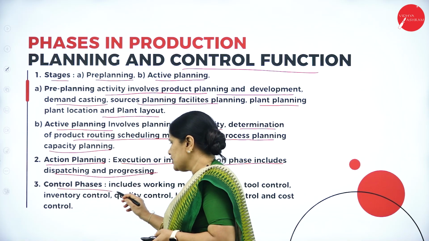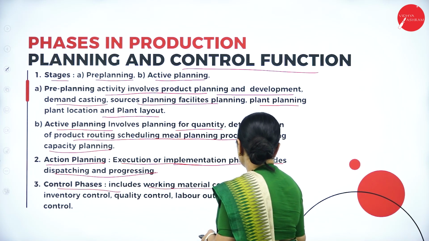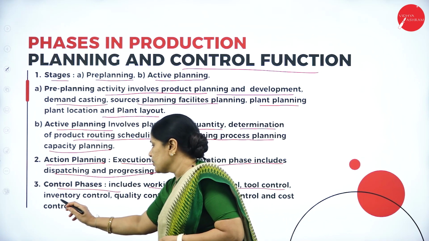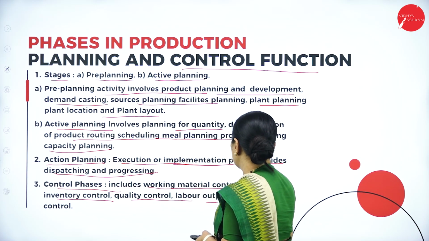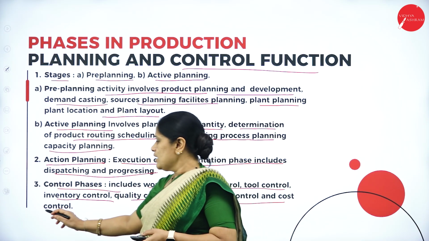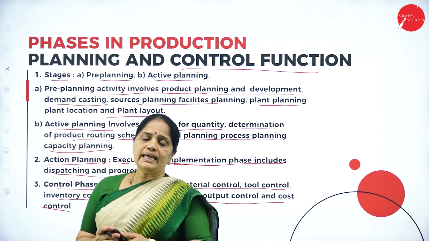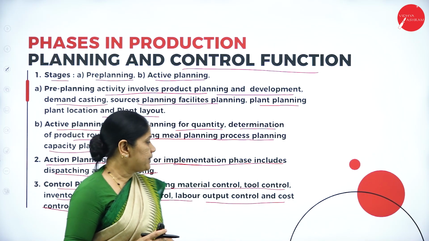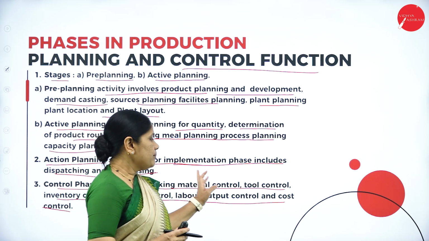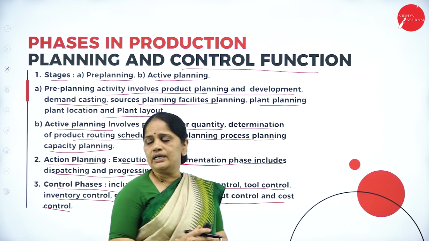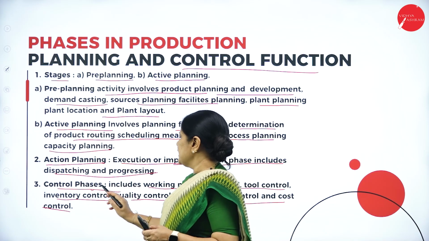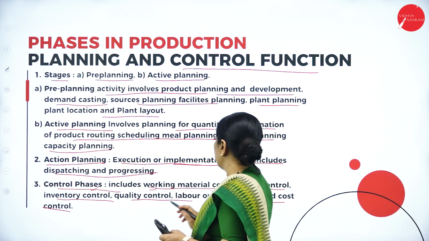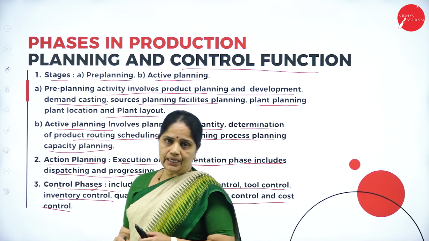Then we have the control phase. It includes work in process material control, tool control, inventory control, quality control, labor output control and the cost control. Now, in this control stage, we will be controlling the various aspects of production, which includes the material control, tool control and also the inventory control, quality control, labor control and the output control.